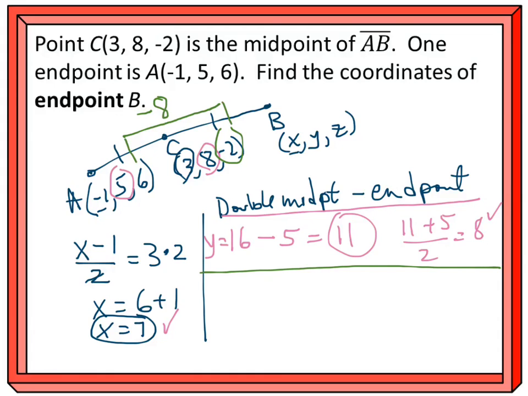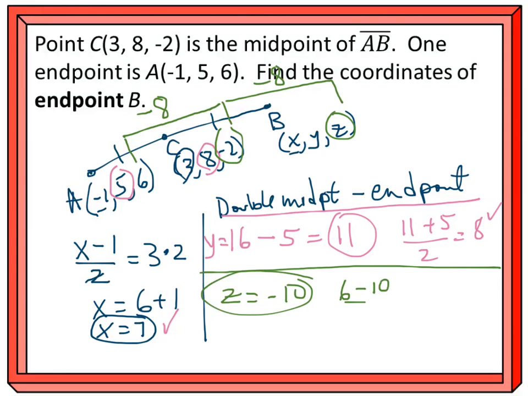So since C is the midpoint, it's got to be the same distance on either side, so I need to go down another 8 in order to get to the midpoint. So if I go down another 8 from negative 2, I'm at negative 10. So let's check this one as well. I would go for the z coordinate, 6 plus a negative 10 divided by 2. Up top I get a negative 4 divided by 2 is negative 2, and that checks out.